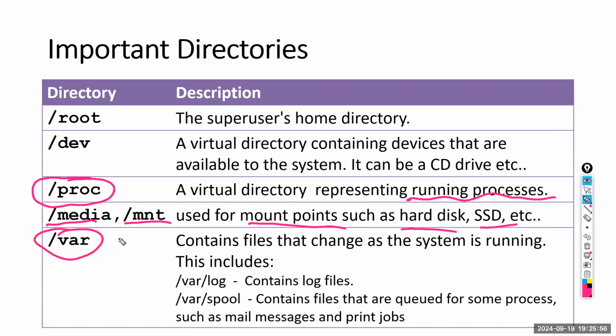Sorry, not var, right? The var directory is to keep not temporary files, but files that keep changing, right? So tmp is temporary files. The var directory holds files that keep changing, especially log files, and also printer spool files, right? Log files keep growing when you use the program or servers, it will keep adding entries. So those are usually in the var folder. So that is the difference between tmp and var.